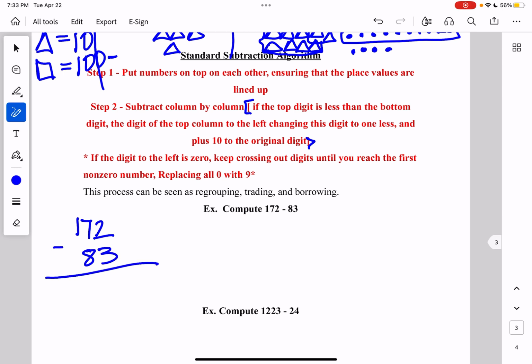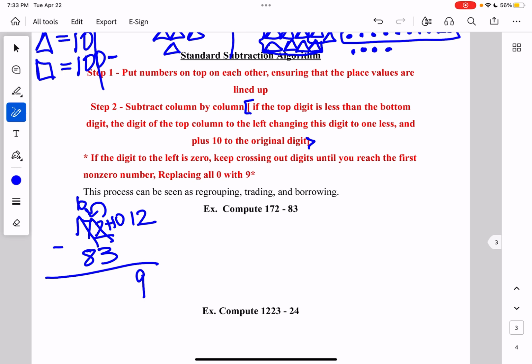And then we're going to subtract column by column. So starting with 2 minus 3, oh, we can't do that. We're going to be going to the left, subtracting 10, so 7 is going to become a 6, and then 2, we're going to plus 10 to 2, and this is going to equal 12. So then we have 12 minus 3 equals 9.